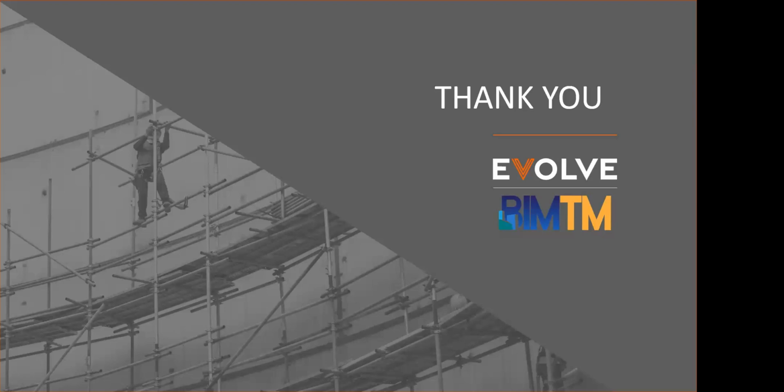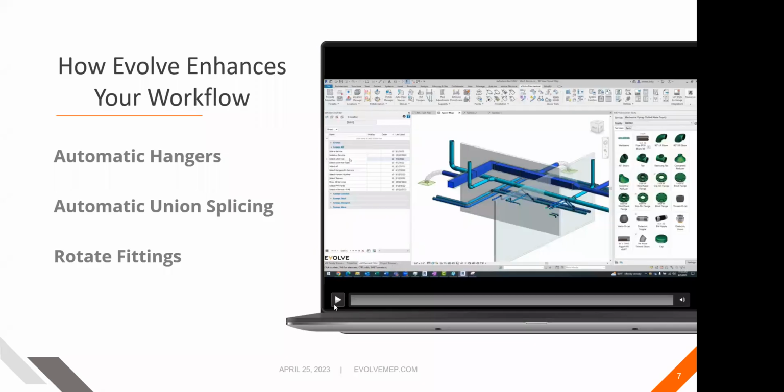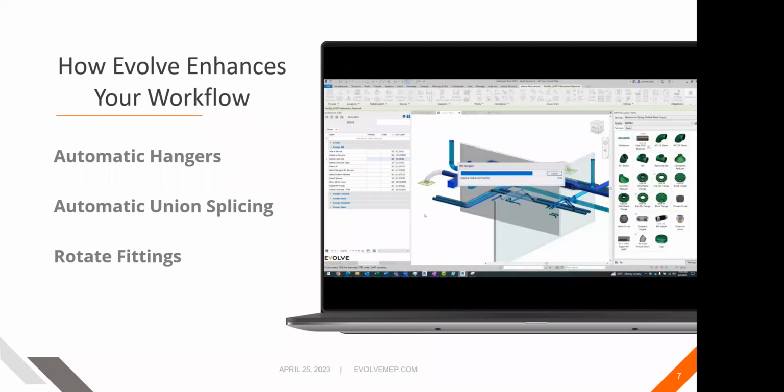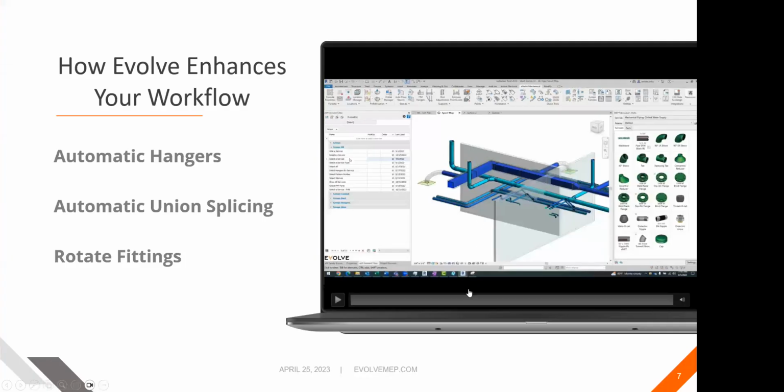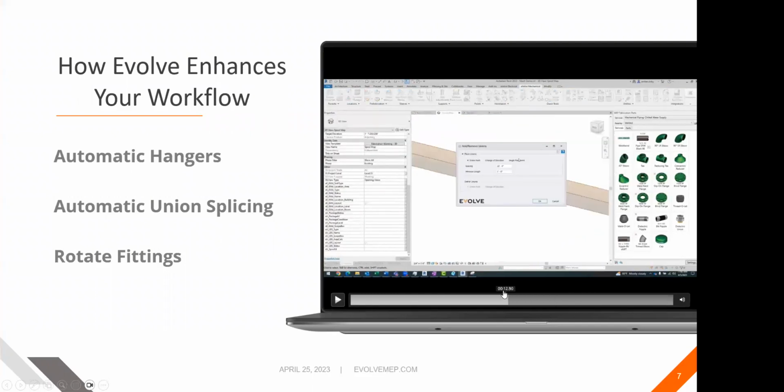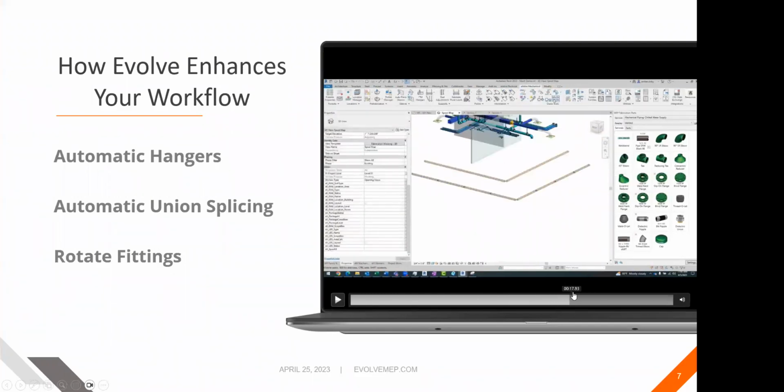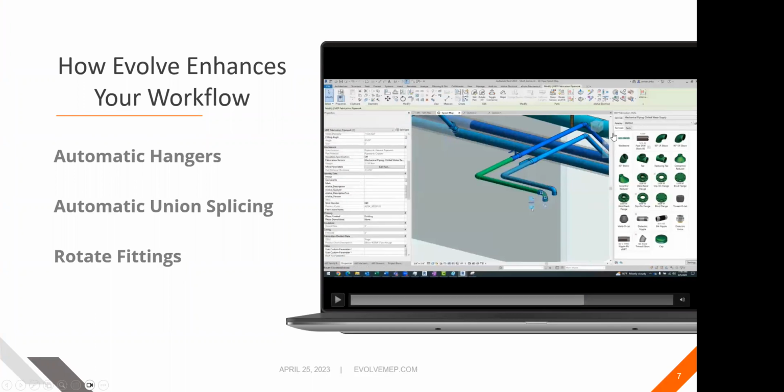What Evolve command did you use to rotate the end of the pipe run? So there is a rotate command, and I'll actually go back to that real quick. Let me pause that for you. So it is a rotate. So your rotate command over here, Evolve Electrical. Even if it's under the Evolve Electrical, the rotate still works for fittings.